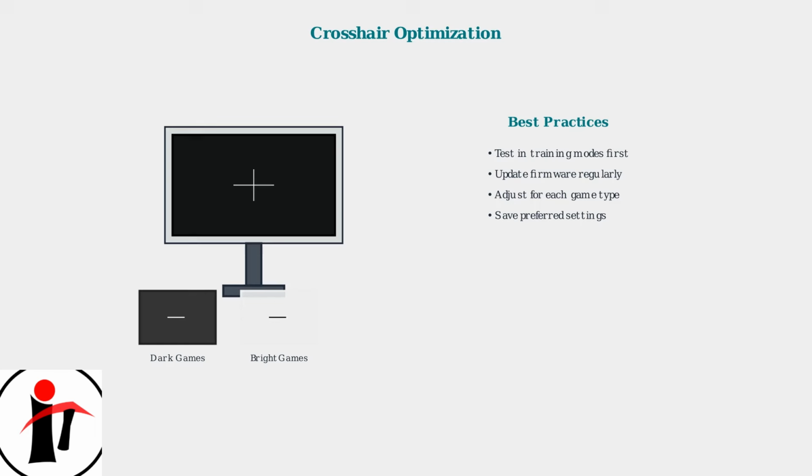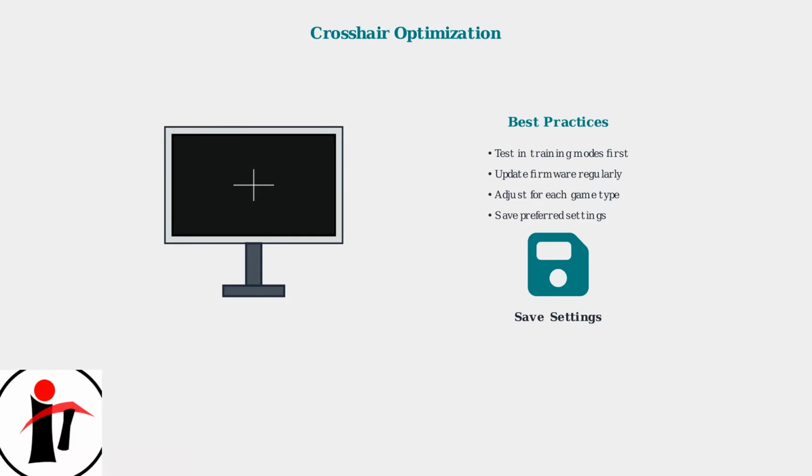Different game environments may require different crosshair colors and opacity settings. Dark games benefit from bright crosshairs, while bright environments work better with darker or more transparent crosshairs. Remember to save your preferred crosshair settings once you find the optimal configuration. This ensures consistent performance across all your gaming sessions.